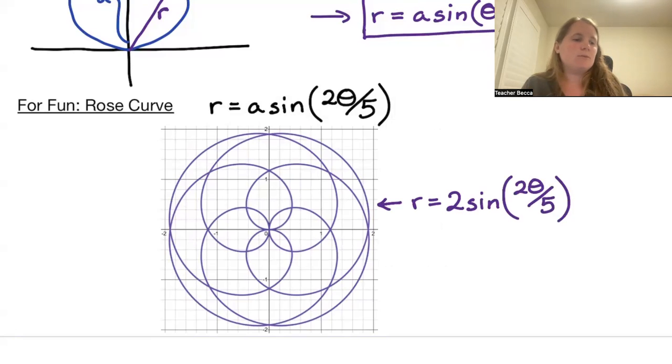So for your discussion this week, your job is to build your own polar curve that you think looks cool.